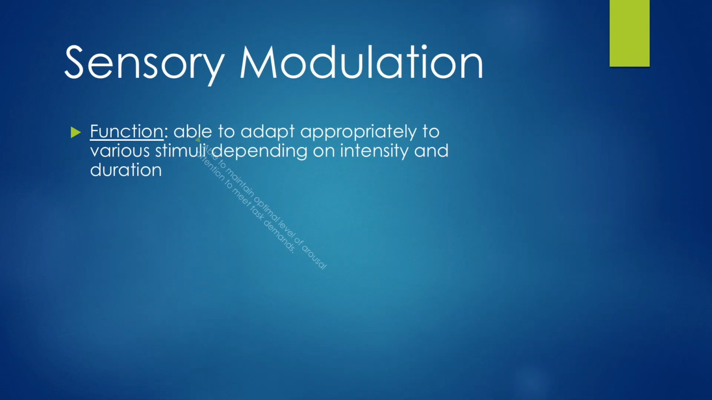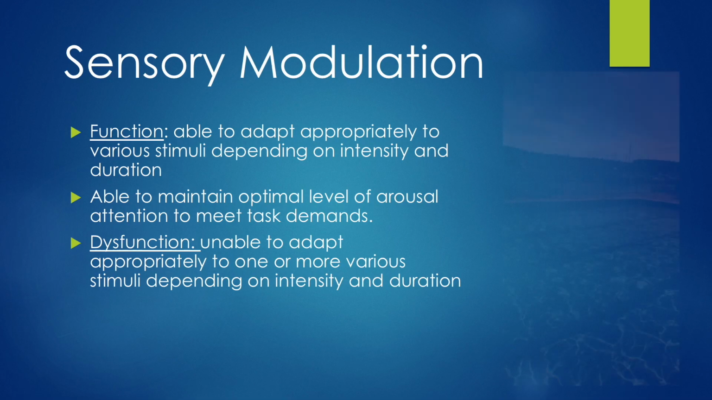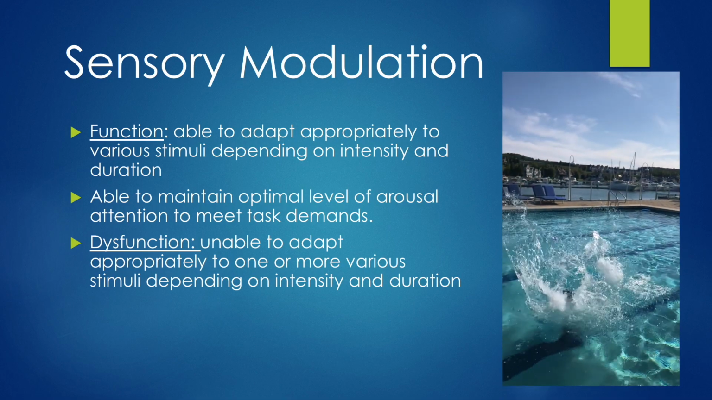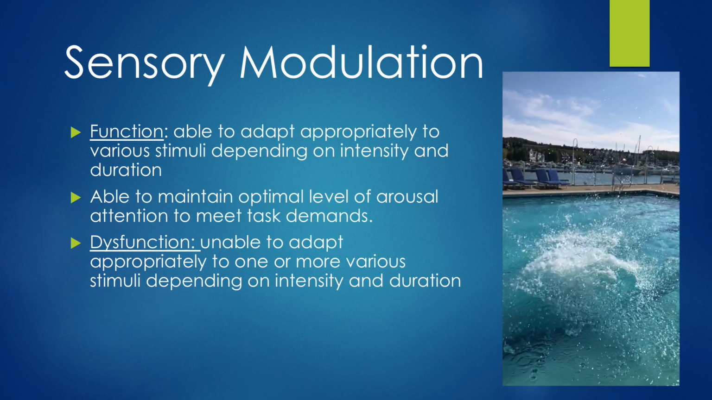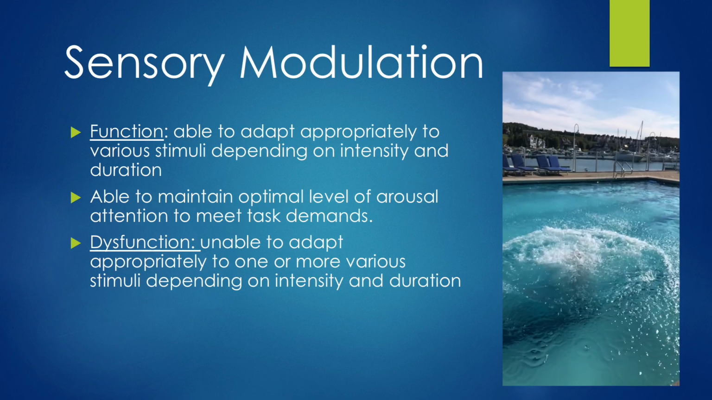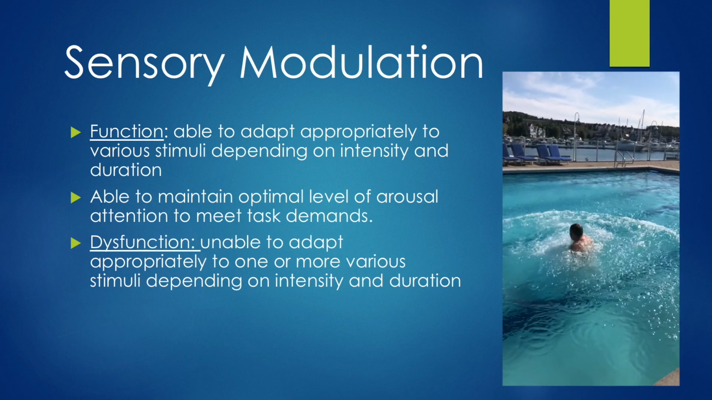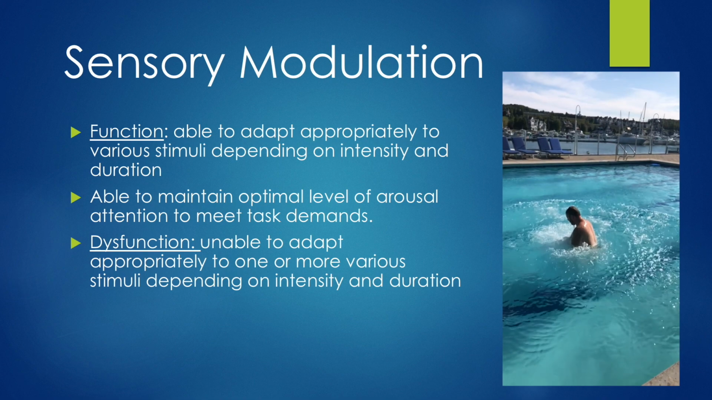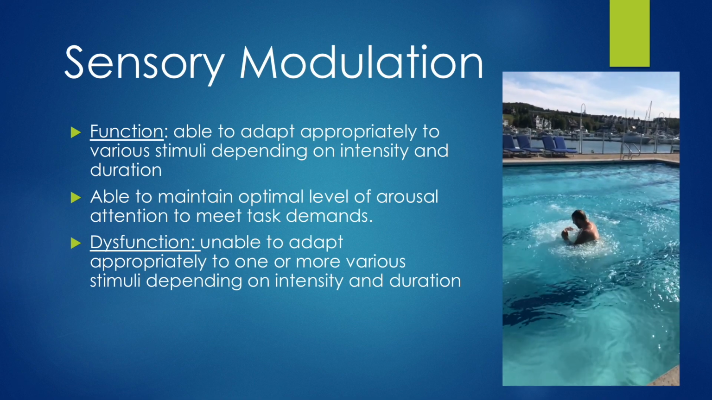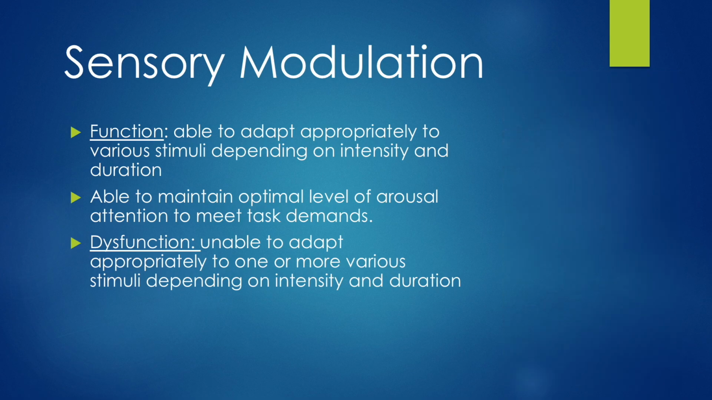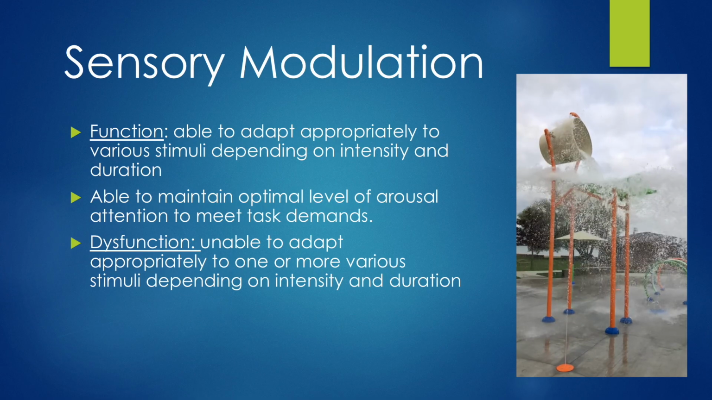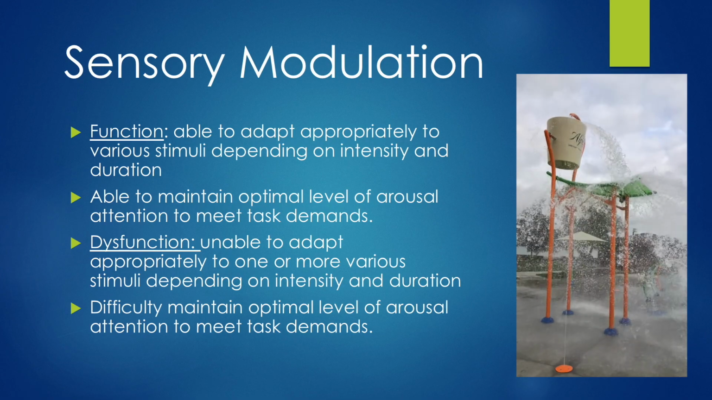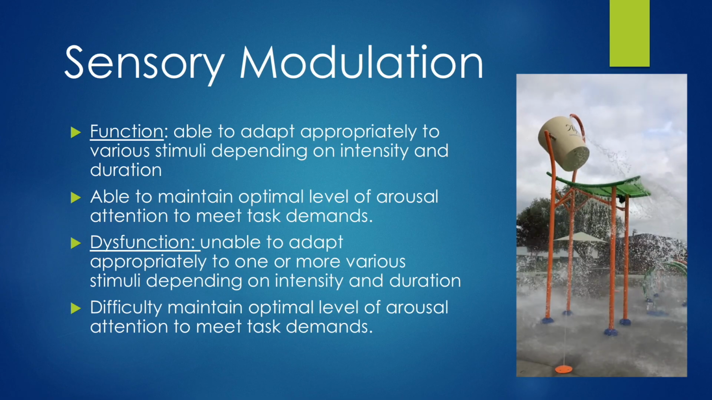Sensory modulation is the ability to use these senses and appropriately adapt to various stimuli, depending on intensity and duration. In a functional individual, they will also have the ability to maintain these levels of arousal and attention to meet the demands of the task. If they are unable to adapt appropriately to one or more various stimuli, depending on intensity and duration, they may also have difficulty maintaining the level of arousal and attention to meet the task demands.